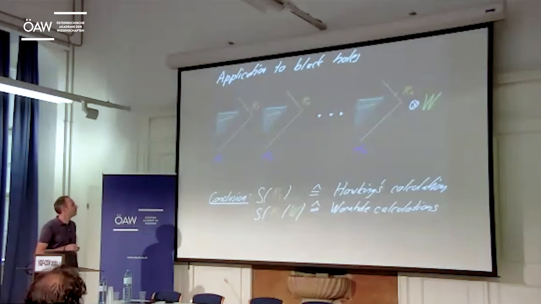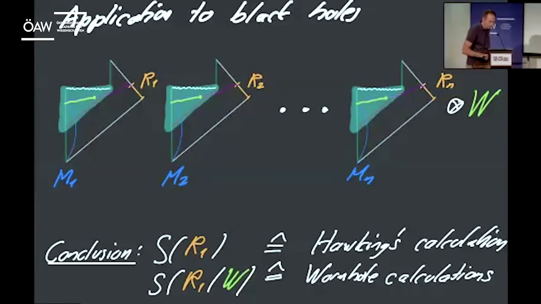Because in this view, the argument is the following. Hawking just looked at one black hole. He never looked at copies. And if you don't look at copies, you don't need the de Finetti theorem, you just have one copy, and you get something out. But the actual R1 is somehow a mixture over all possible W's.